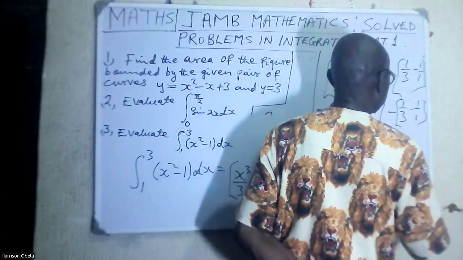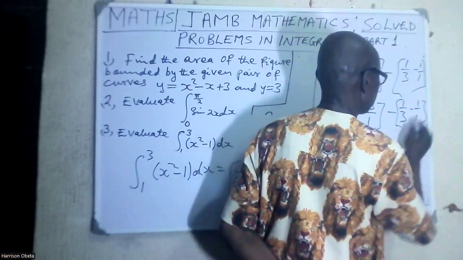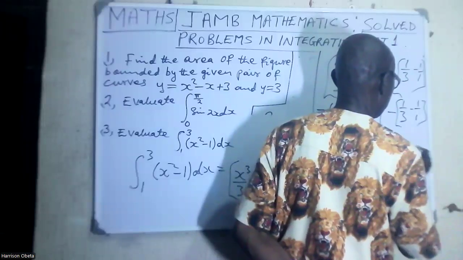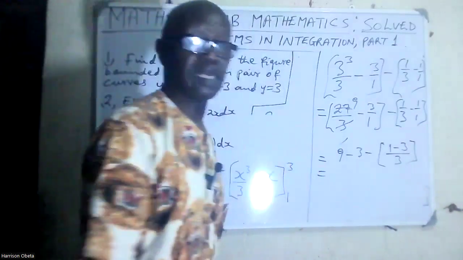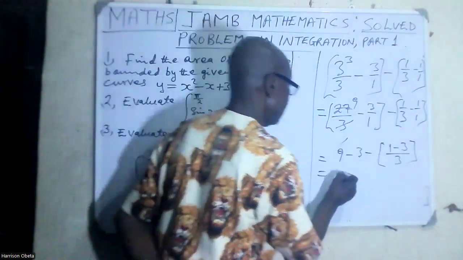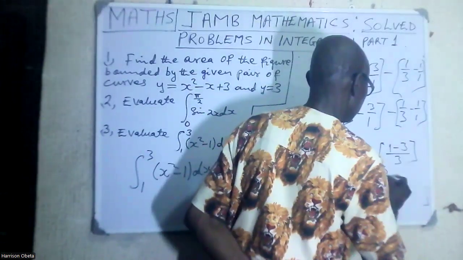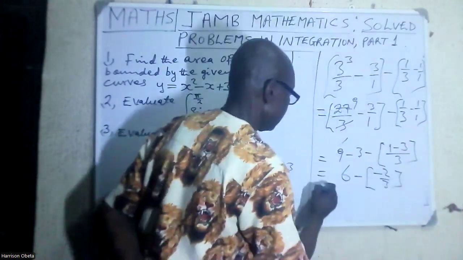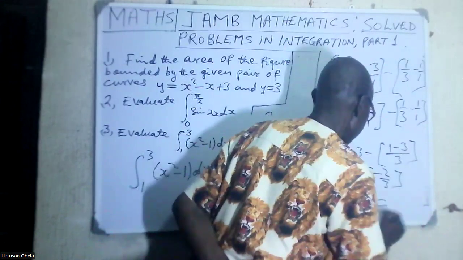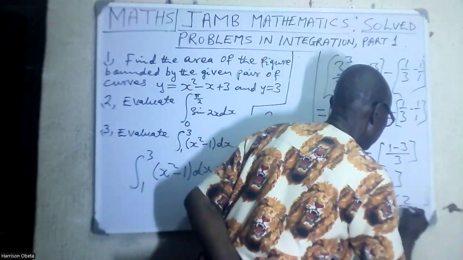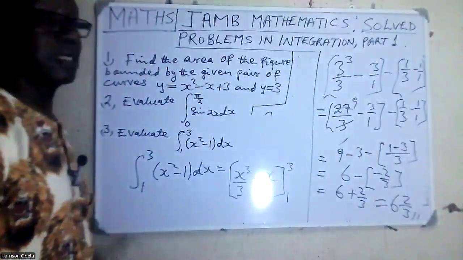So here, our LCM is 3. That will give us 1 minus 3. So that will be 9 minus 3 is 6. So for this side, we have now 6. And minus bracket, this is minus 2 over 3. You open the bracket, it will give us 6 plus 2 over 3. So finally, we have 6 whole number, 2 over 3, as the final answer to question number 3.